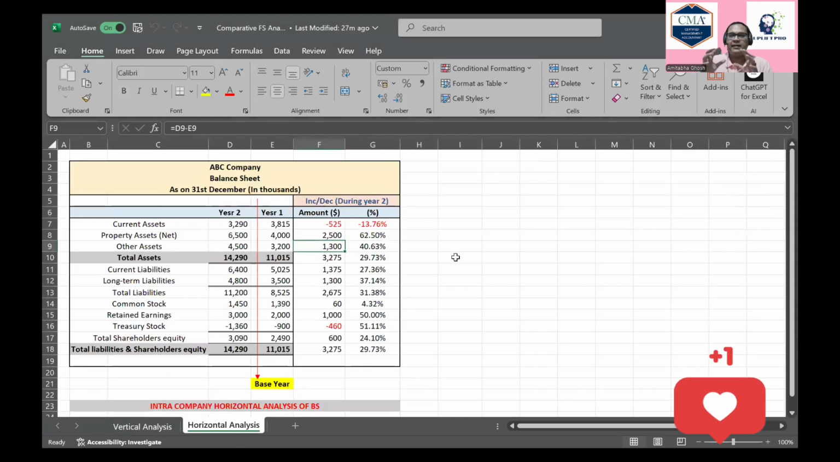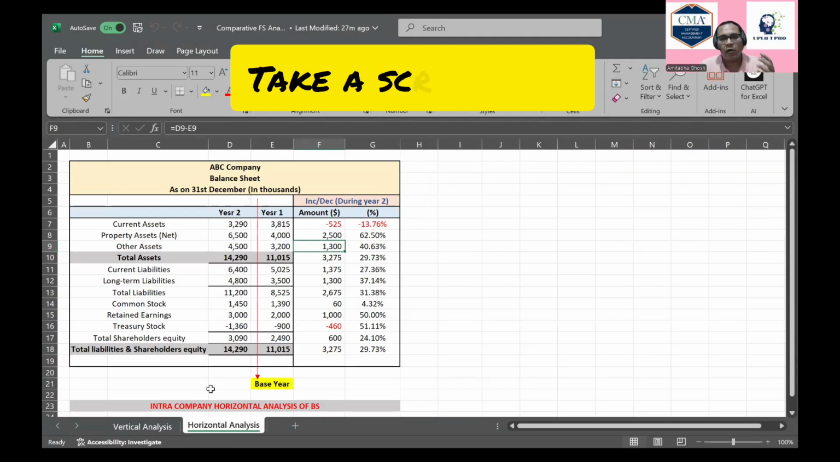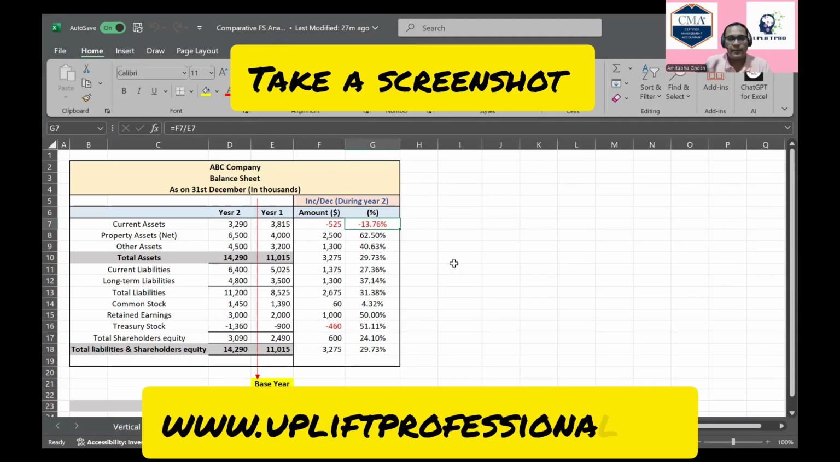Here I have taken the example of a balance sheet of a company. If you see, the balance sheet has two years' figures, year 2 and year 1. I have taken year 1 as the base year, as I have noted down. It is an intra-company horizontal analysis because we are doing it for the same company. We have computed the amount of change of year 2 from year 1. We have applied the formula to see the differences, and then we have also calculated the percentage change, that is the current period minus the base period divided by the base period. That is my percentage, and this is the calculation part.